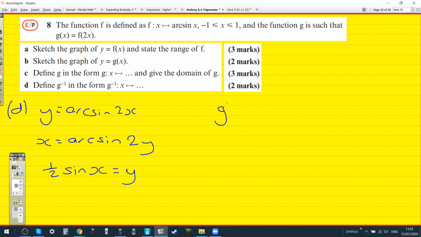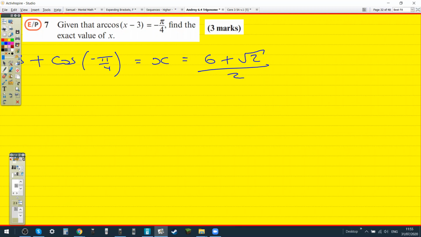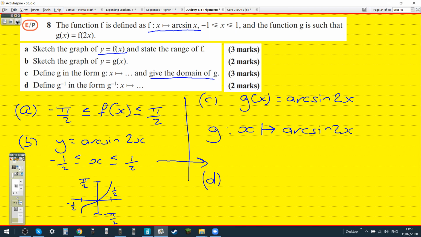Yeah, so I'll write it their way. G inverse such that x maps onto a half sine x. Yeah, because if you put sine x over 2, you might think it's in the bracket next to it, so I just put it outside. Which is why you said cos minus pi over 4 plus 3. I put the plus 3 first, so it's definitely not next to it.